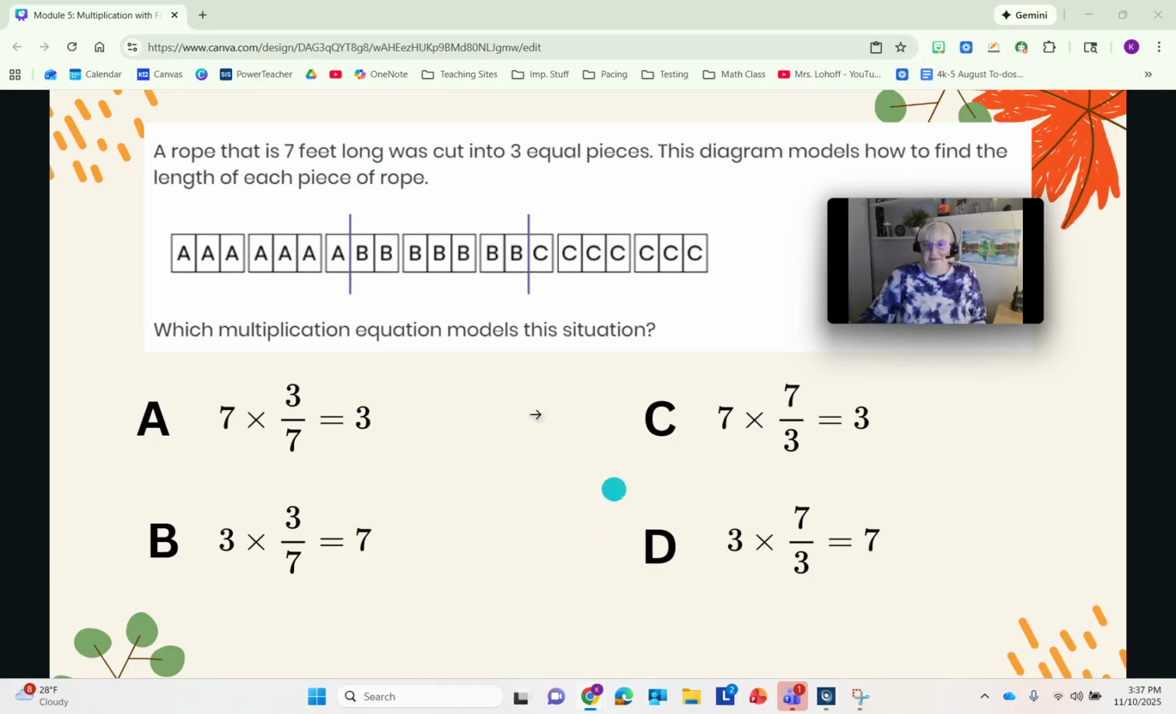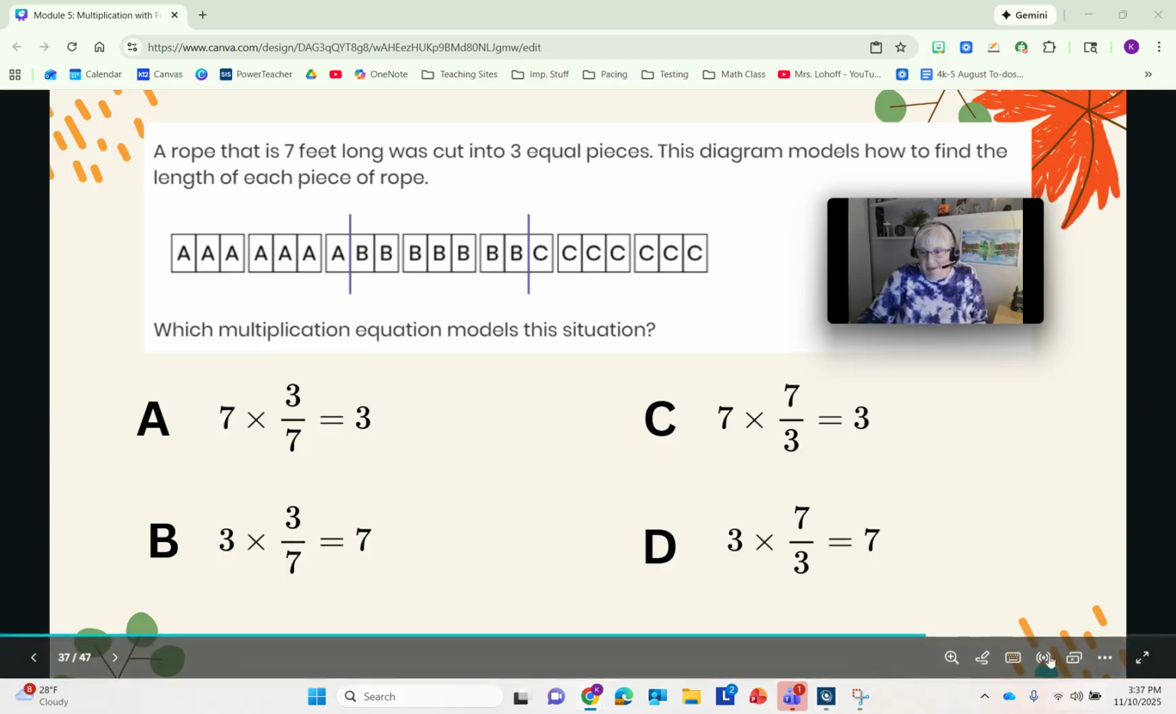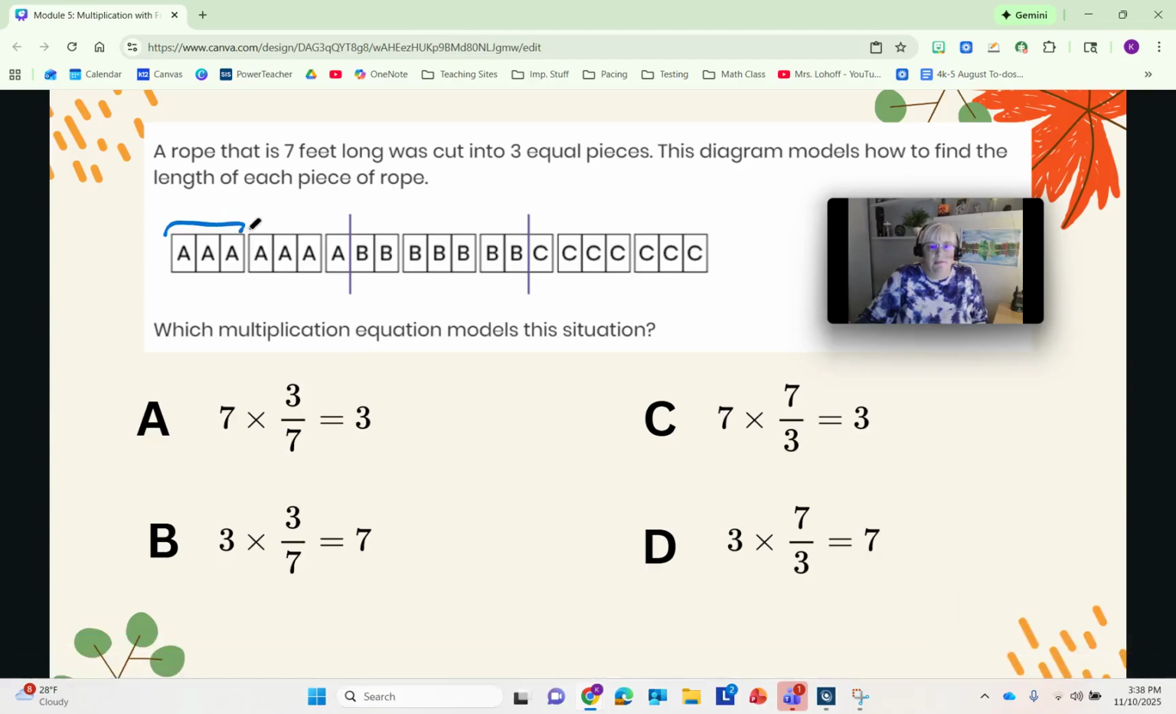If I look at the number of groups here, let me get my pen. I do see a group of 7. I have 1 group here, 2 groups here, 3 groups here, 4, 5, 6, 7. And we need 7 feet of rope.